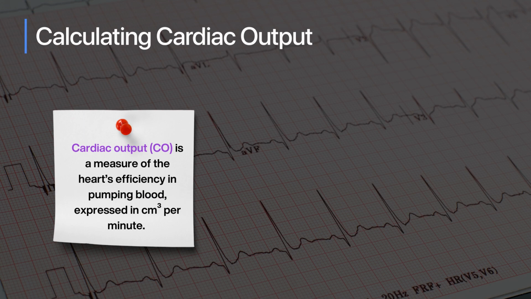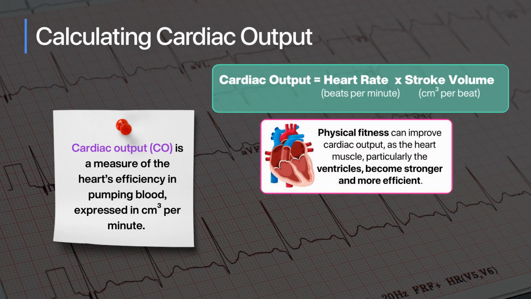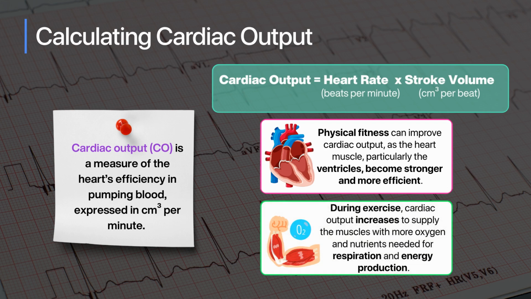Cardiac output is a measure of the heart's efficiency in pumping blood, expressed in centimeters cubed per minute. It's calculated as cardiac output equals heart rate in beats per minute times stroke volume in centimeters cubed per beat. Physical fitness can improve cardiac output as the heart muscle, particularly the ventricles, becomes stronger and more efficient. During exercise, cardiac output increases to supply the muscles with more oxygen and nutrients needed for respiration and energy production.